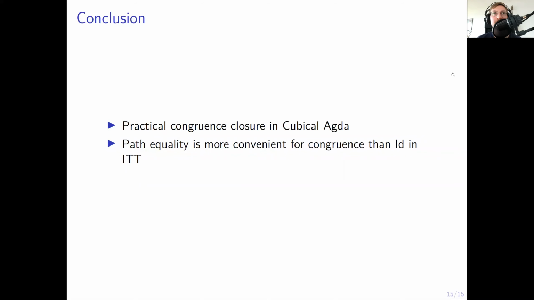So lastly, I just want to conclude that we were able to implement this practical congruence closure in Cubical Agda, and that it also turns out that the path equality in cubical type theory is more convenient, at least for this congruence lemma, than the identity type in intensional type theory.